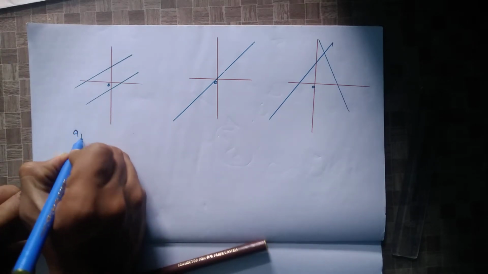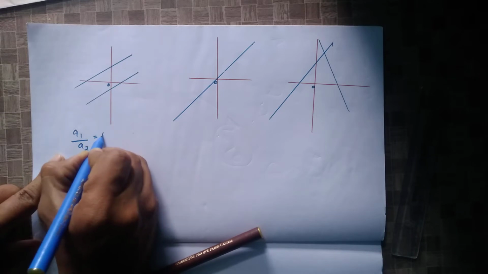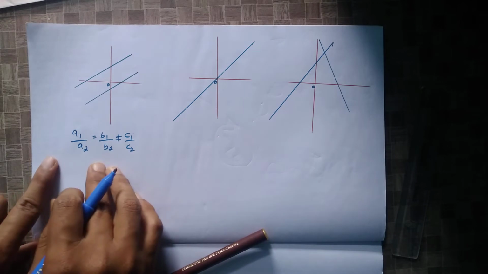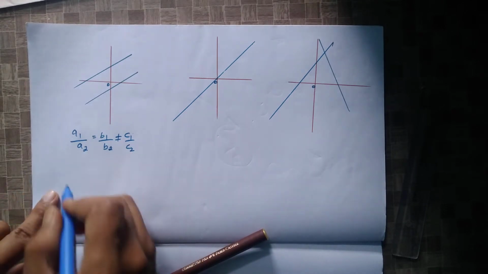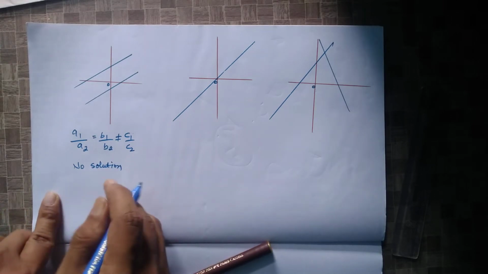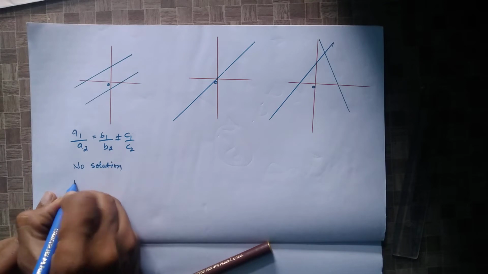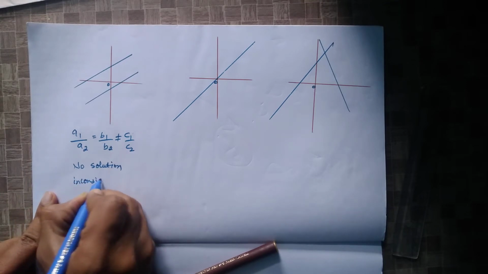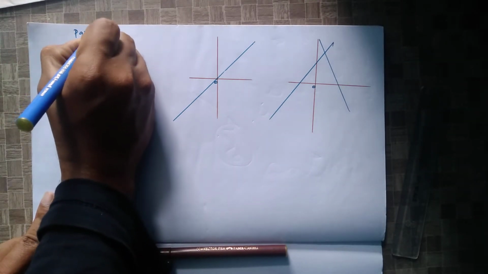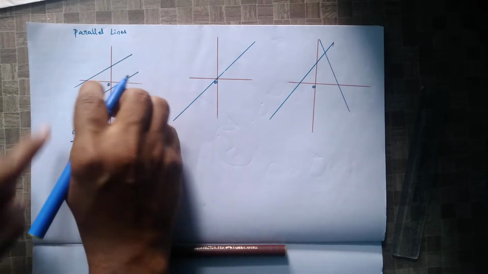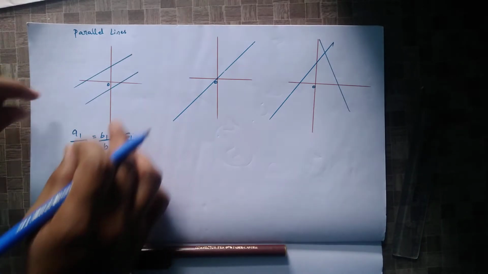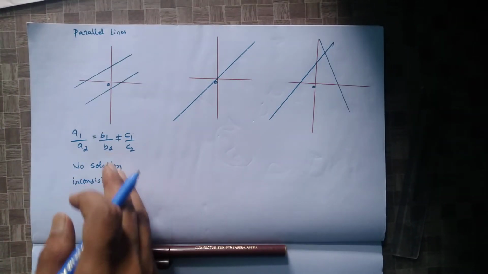Here a1 by a2 is equal to b1 by b2 and does not equal c1 by c2. So they do not form any solution, so they are inconsistent. These are parallel lines. This is one equation, this is another equation. If we draw them on a graph, they form two parallel lines, so they are inconsistent.